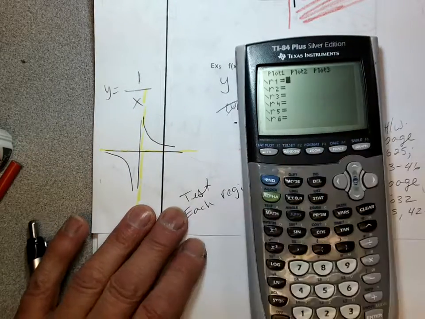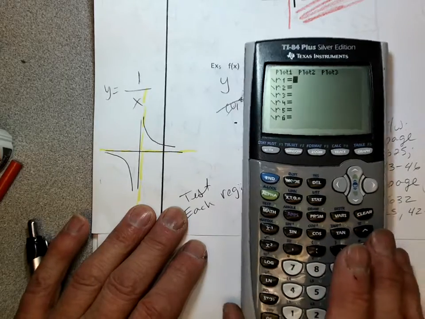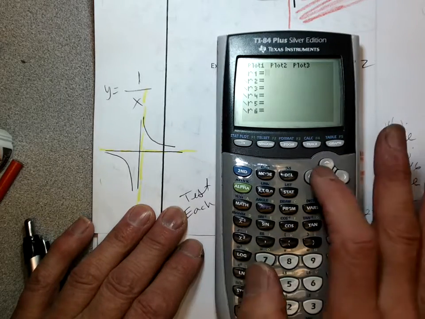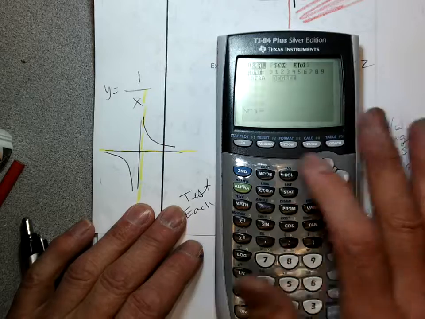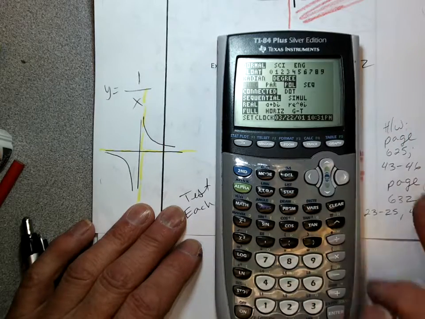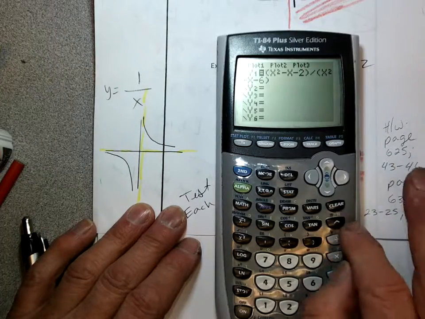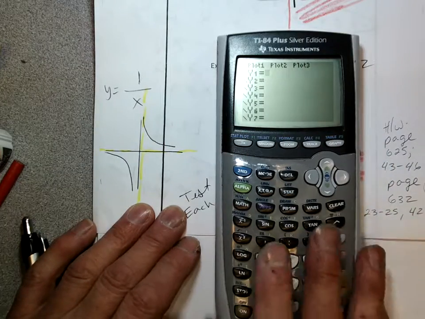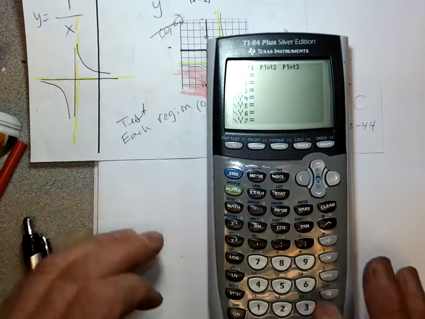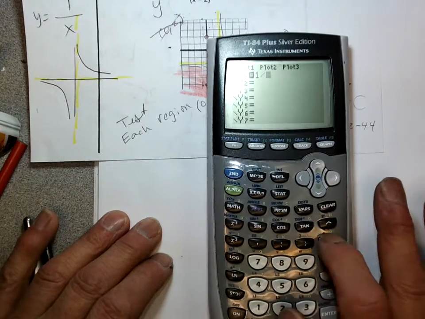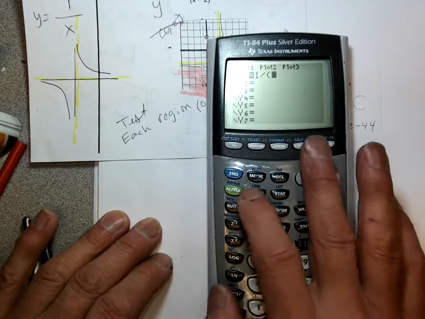Okay, y equals, right? Oh, I'm in polar. Somebody's been messing with my calculators. It's always so much fun when kids are playing around on my calculators. Okay, quit. All right, let's try this again. Y equals, clear that. 1, let's see, my equation is 1 divided by parentheses x subtract 2.